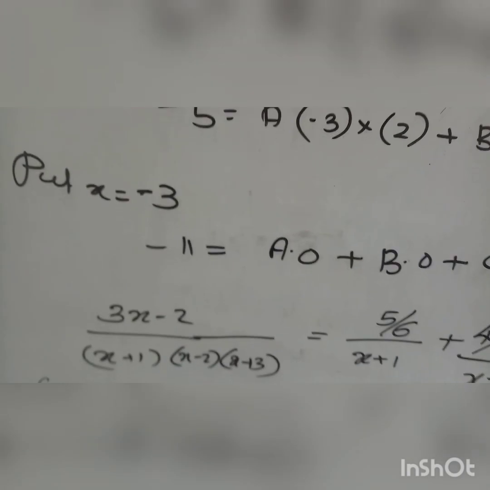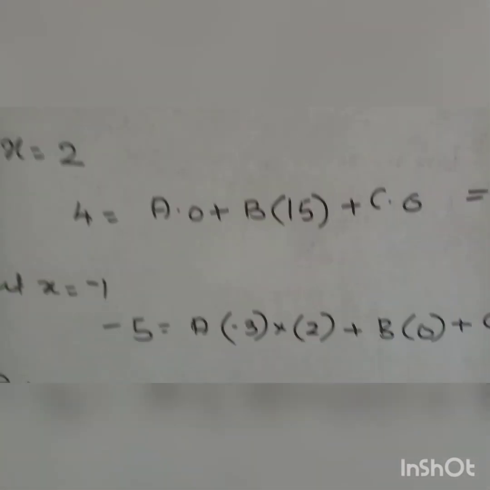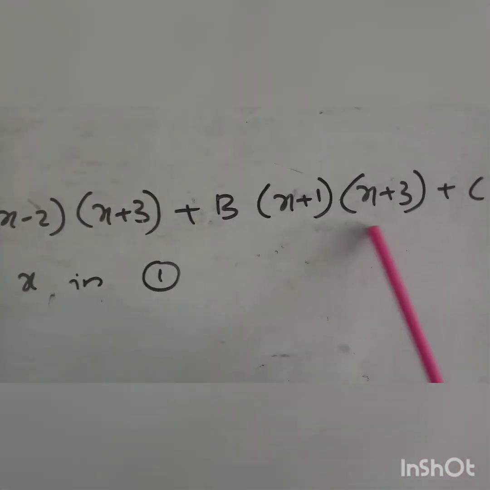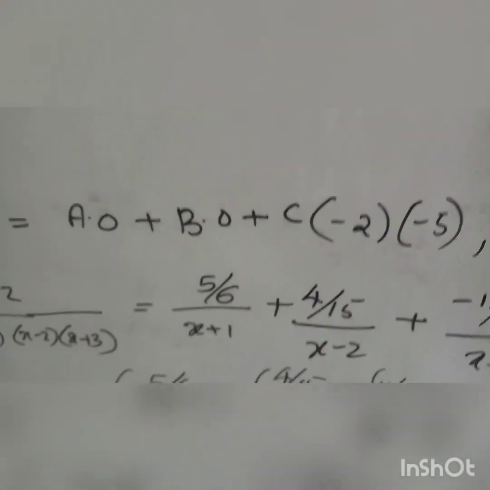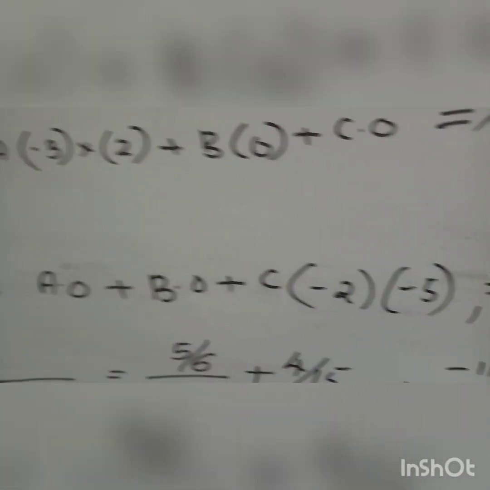Similarly, put x equals minus 3. The left side is 3 into minus 3 minus 2, that is minus 11. This equals a along with minus 3, so this part will be 0, this part will be 0, and c with (-3 + 1)(-3 - 2), that value is minus 2 into minus 5. So the value of c is equal to minus 11 divided by 10.